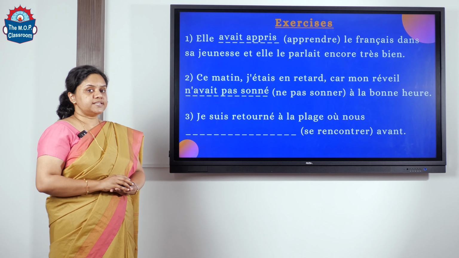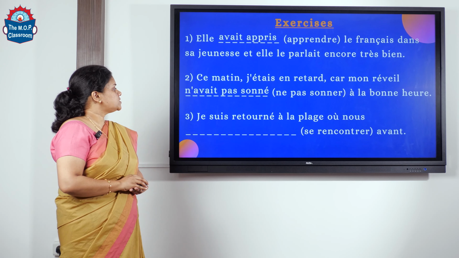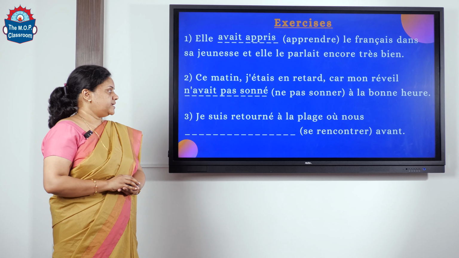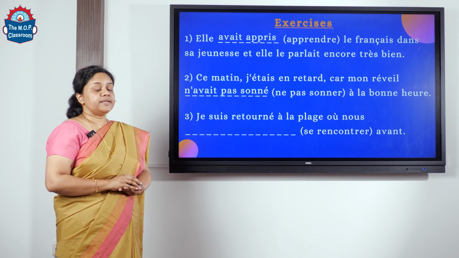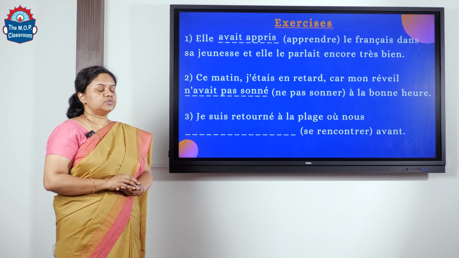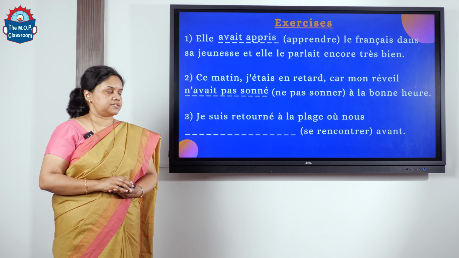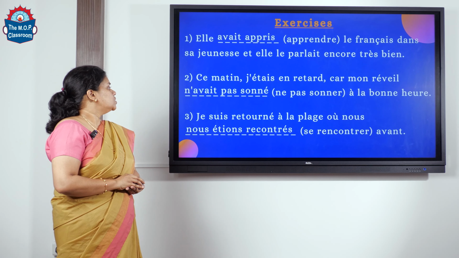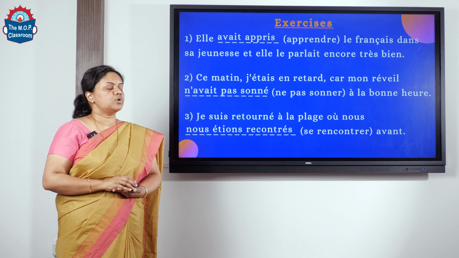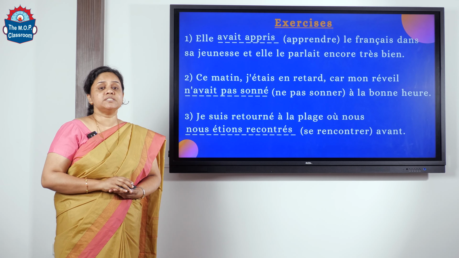Okay, so the third sentence, let's see. Je suis retourné à la plage où nous dash nous dash rencontrés avant. I returned to the beach where we had met before. So as we know, the verb se rencontrer is a reflexive verb and reflexive verbs are also conjugated with être. So the answer will be nous nous étions rencontrés. And remember, rencontrés has an S after it because there is agreement, because it is plural.